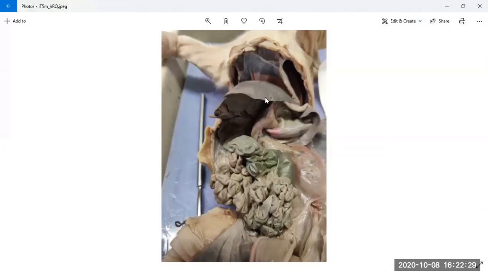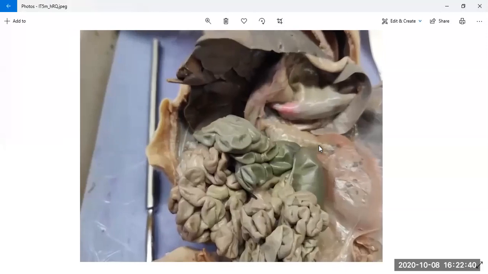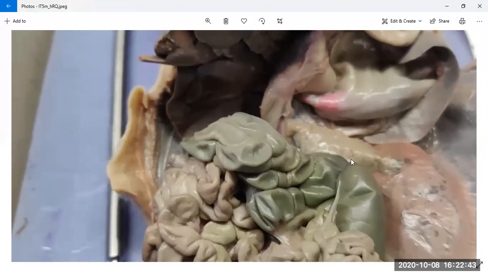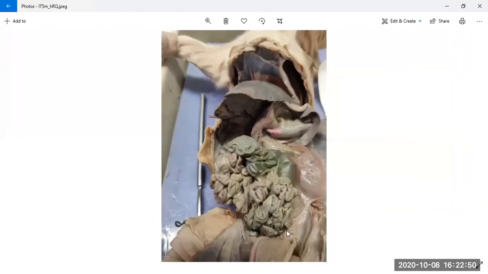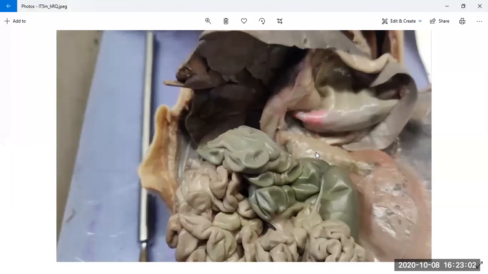Okay, this one I think we saw it already. The diaphragm, liver, stomach, spleen, the tongue-like structure, and over here with its own mesentery is the pancreas. And then we have large intestine, and we have small intestine. Small intestine, large intestine, spleen. Over here is the pancreas, very visible.